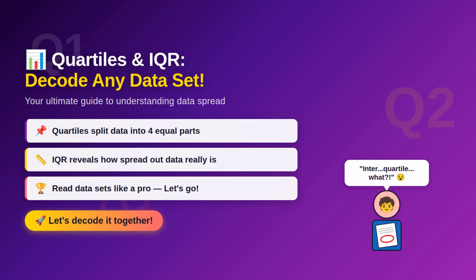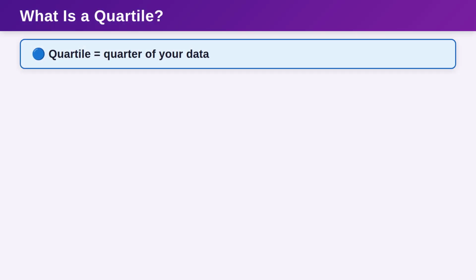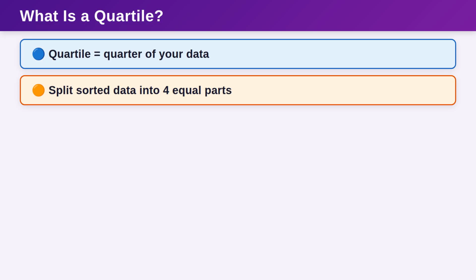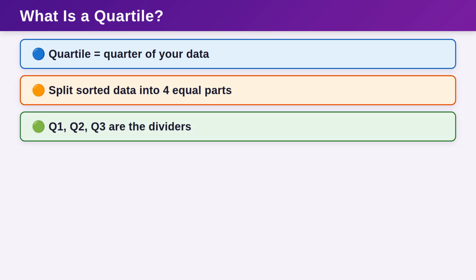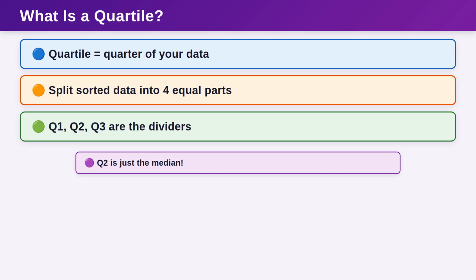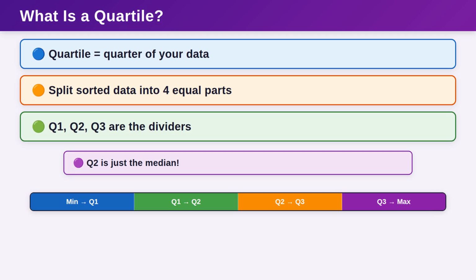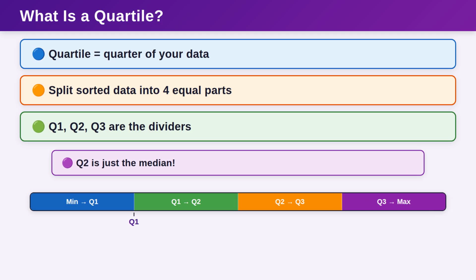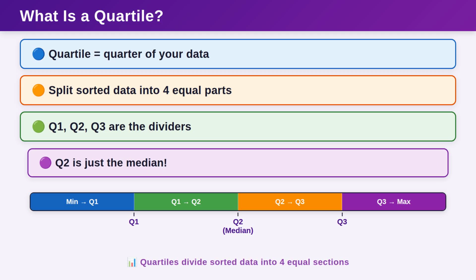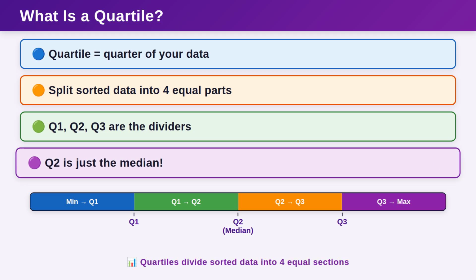Let's go. So Marcus stares at his homework and reads the word again, quartile. You know what's hiding inside that word? Quarter. And a quarter means 1/4. So quartiles split your data into 4 equal parts. Imagine cutting a sandwich into 4 equal pieces. Each piece is a quarter. When we arrange data from smallest to largest and find the 3 dividing points, those are Q1, Q2, and Q3. And here's a fun fact. Q2 is just the median, which you probably already know.